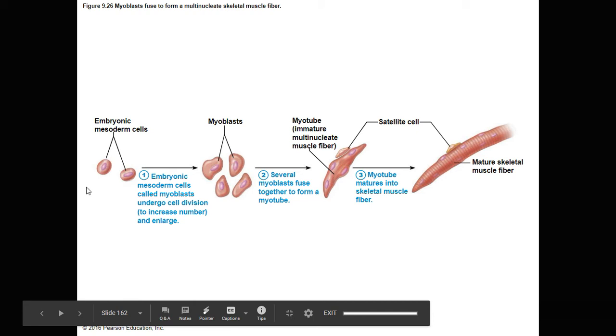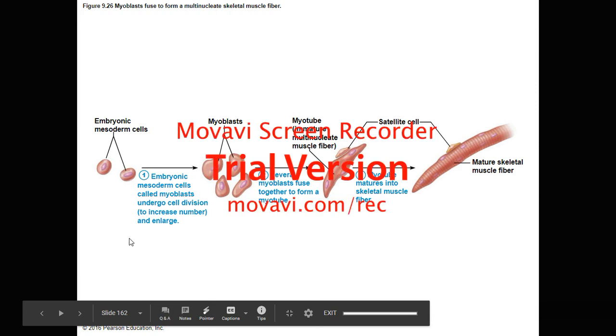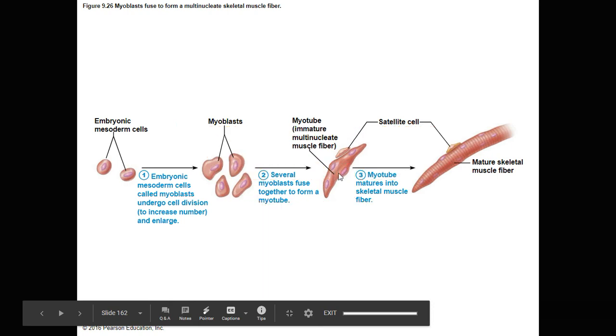All right, so embryonic mesoderm. First, embryonic mesoderm cells called myoblasts undergo cell division. Okay, so now you have your myoblast. Then several myoblasts are going to fuse to form a myotube. Okay, so you've got the myotube. And then the myotube is going to mature into skeletal muscle.